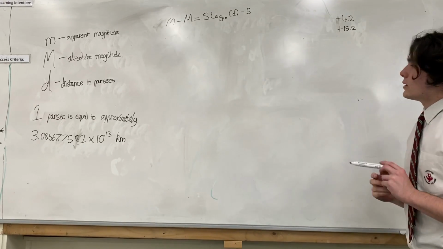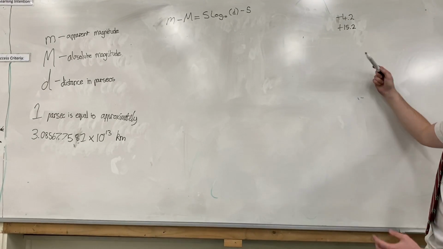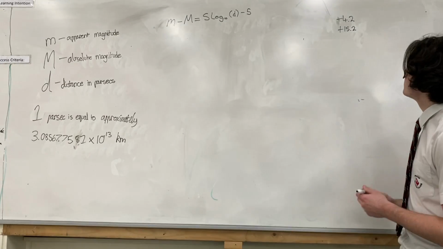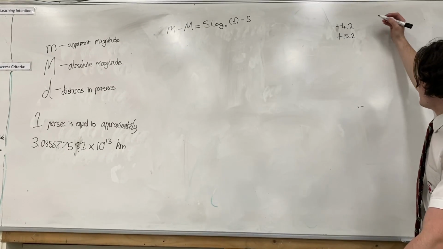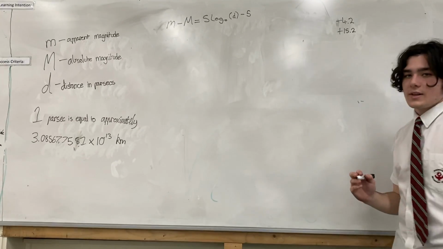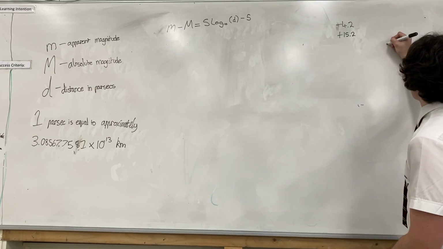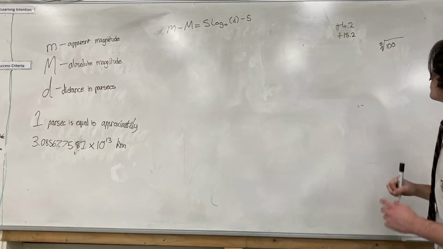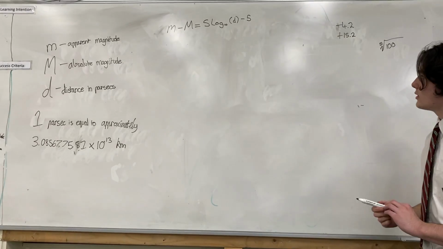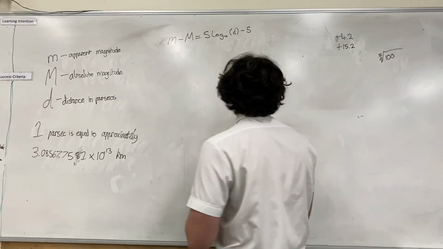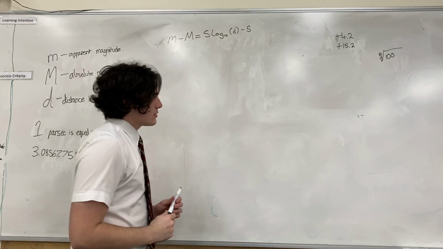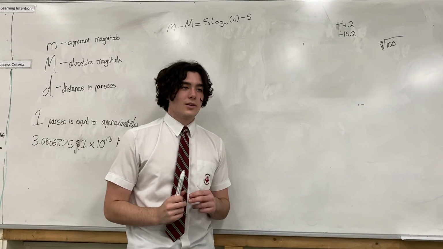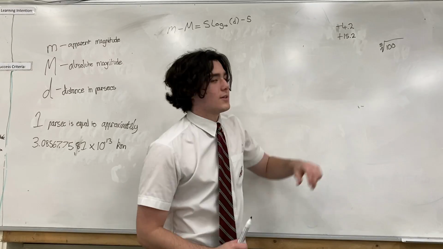With magnitude, it works on a scale that the smaller the number gets, the brighter the object is. And an increase of 1 magnitude is an increase of the fifth root of 100 times brighter. So what we're going to do now is input the values into the equation to figure out the distance of this Cepheid star.